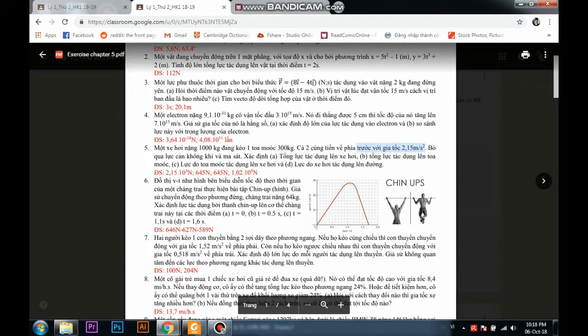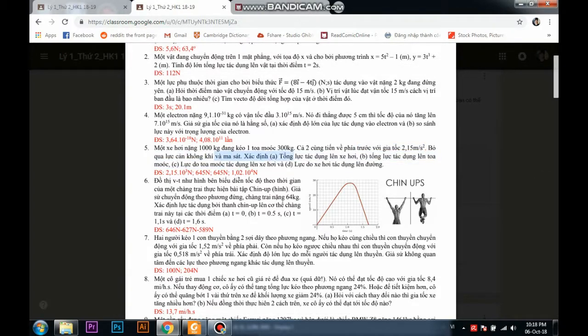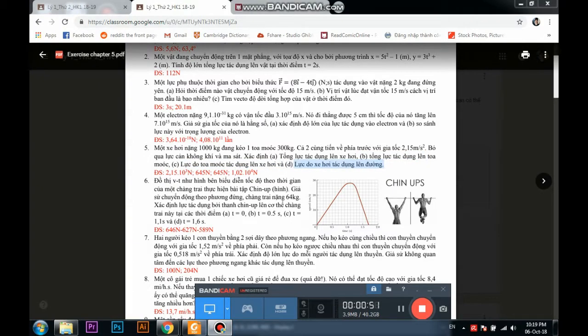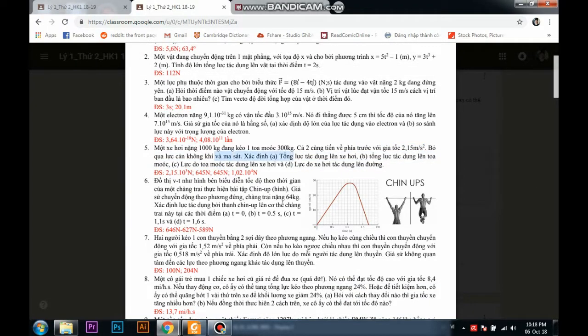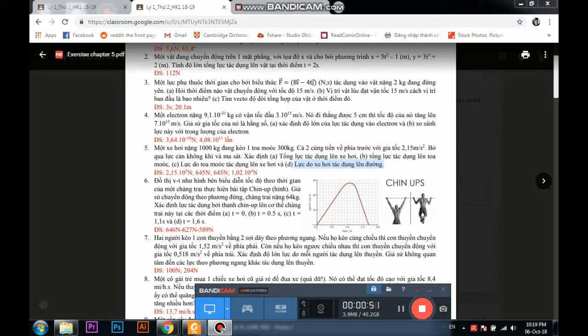A car weighing 1,000 kg is hooked up to a trailer of 300 kg. They're both heading the same way with an acceleration of 0.15 meters per second squared. Leave out the force of the air and the friction. A. Identify the forces on the car. B. The forces on the trailer. C. The force the trailer exerts on the car. And D. The force the car exerts on the road.